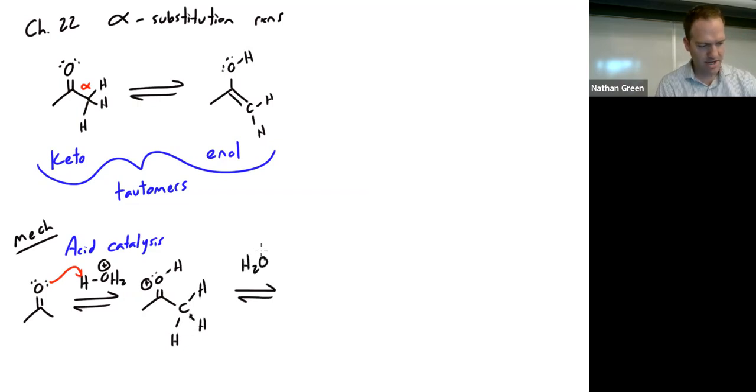Make sure if you label one, you need to label all of them. Water is going to come in and act as our base. How do I show that? Form an enol.